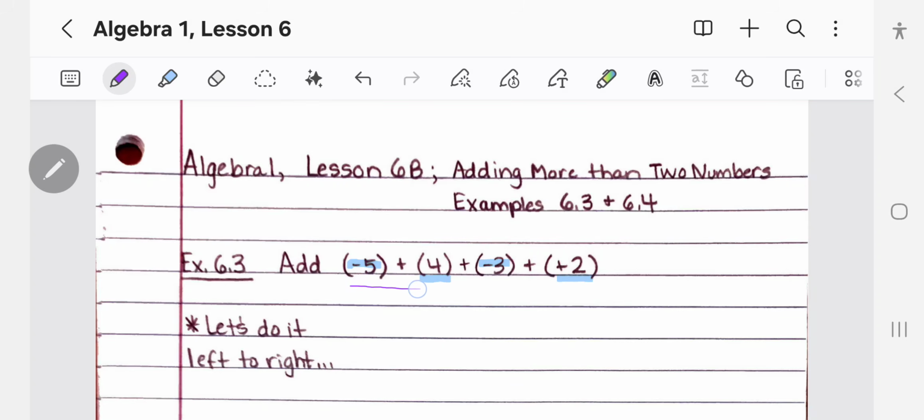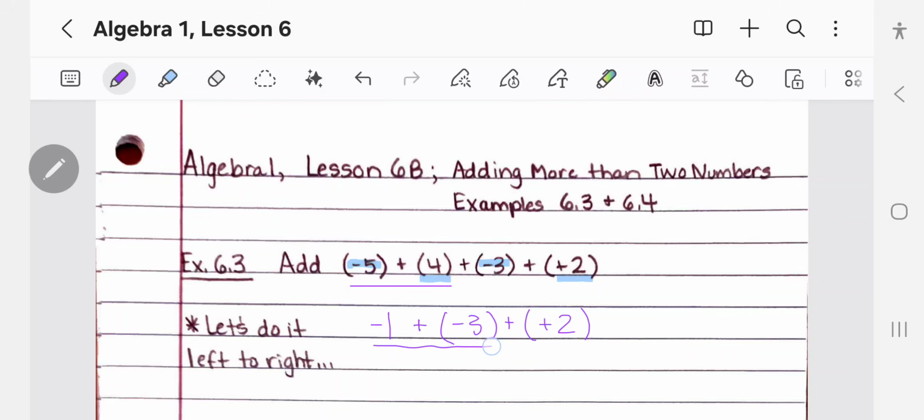If we are adding two numbers that have different signs, we're going to subtract their absolute values. So 5 minus 4 is 1. Take the sign of the largest absolute value, which was 5, and it was negative, so it's negative 1. And then I'm going to bring down the rest of the problem. Let's take the next two.